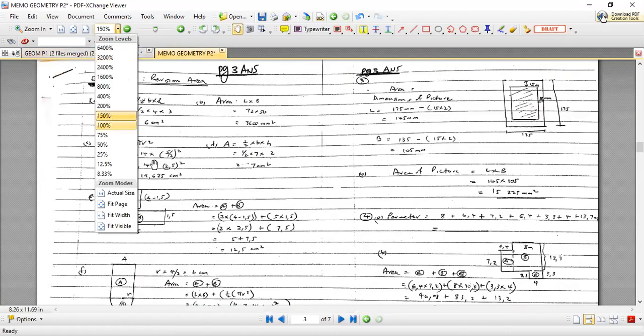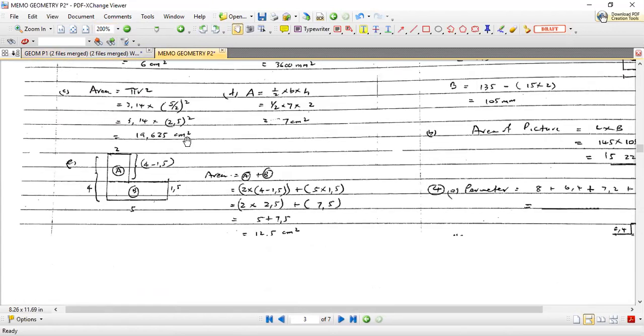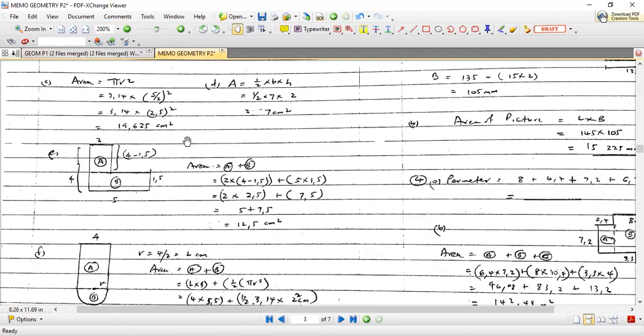So we have a rectangle A, and to calculate the dimensions, I've got 2 centimeters, and to calculate this distance here, I notice that the whole distance is 4, whereas this distance is 1,5. So it's 4 minus 1,5, and that will give us 2,5 centimeters.